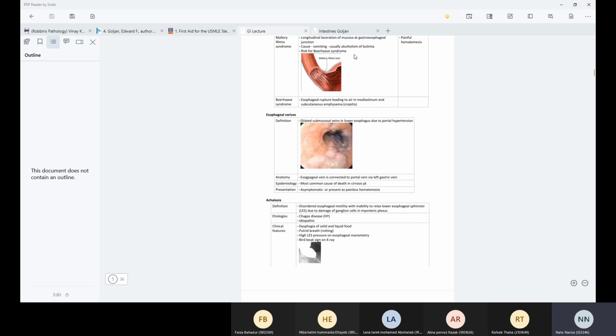It usually has a history of drinking, okay, or bulimia, for example, severe vomiting. And in this case, you don't have any symptoms. This is just asymptomatic. And the most common cause of death is, what I said, cirrhosis. Yes.